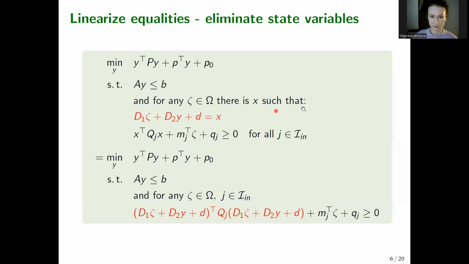So before I had this, that for any zeta there exists X. Now I just need to make sure that for any zeta, this expression holds. Then I definitely know that there exists X.